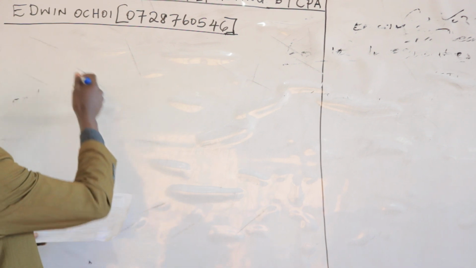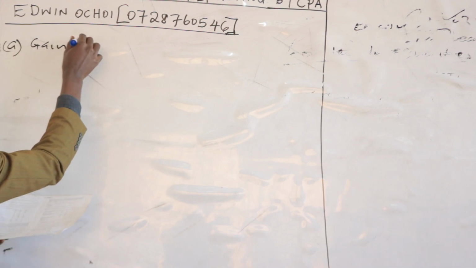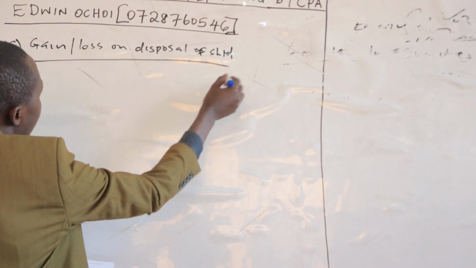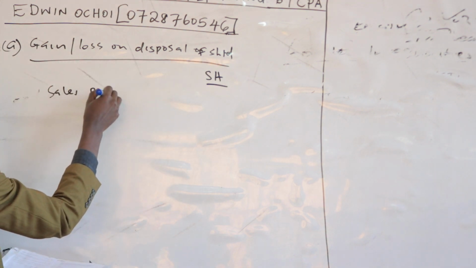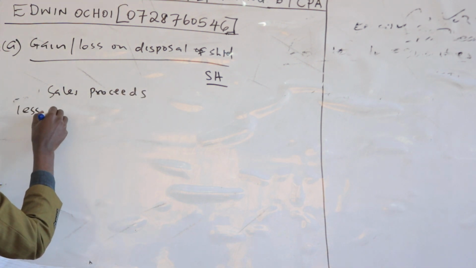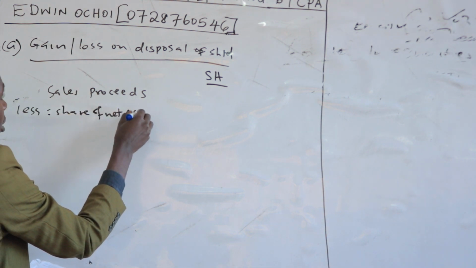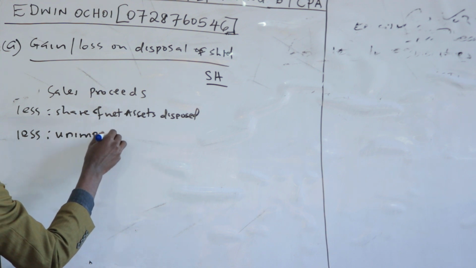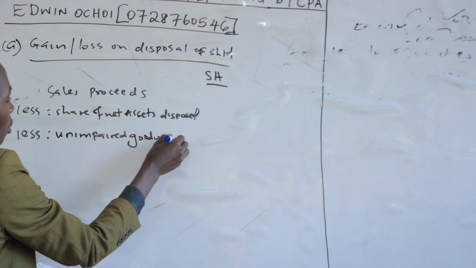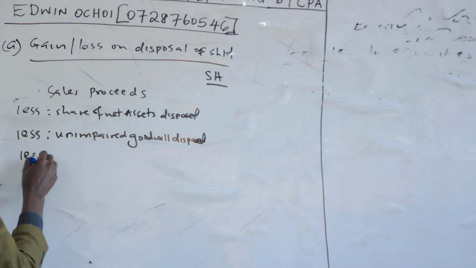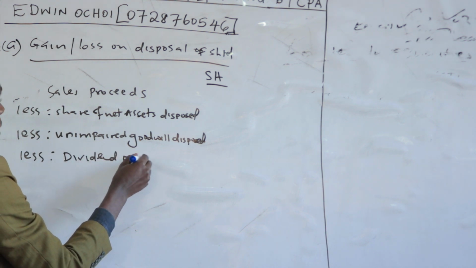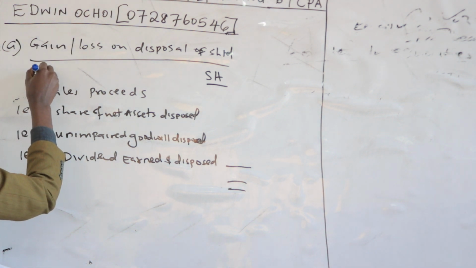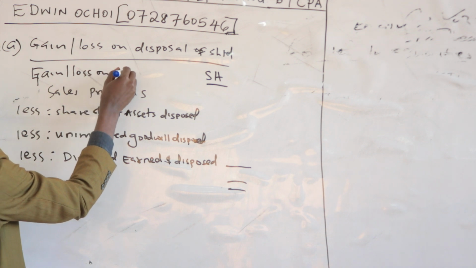So let us start from the gain or loss on disposal of S Limited. In that case, you are supposed to start from the sales proceeds. You check the sales proceeds, then you subtract the share of net assets disposed. Next, you subtract the unimpaired goodwill disposed. Then you subtract the dividend earned and disposed.